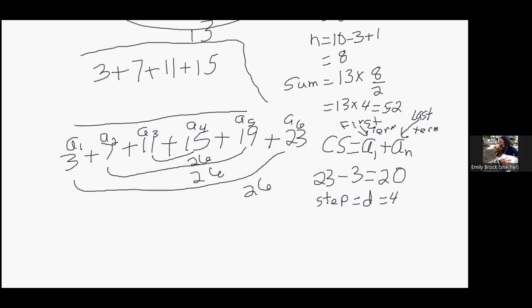So we went a distance of 20. To get from 3 to 23 is 20. We're doing it 4 at a time. So to see how many steps we took, we can take the total distance, or the total difference, divided by the size of the step to get 5. So this is the number of steps from the first one to the last one. This does not include the first number. So the number of numbers is going to be 5 plus 1, or 6.